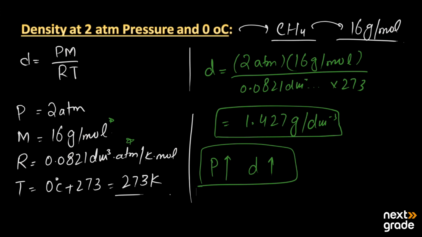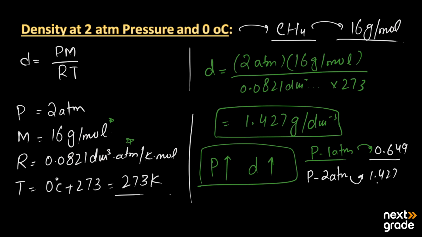When these conditions change, the values also change. When the pressure was 1 atm, the density was just 0.649, but when the pressure is 2 atm, the density is now 1.427 gram per dm cube. So when we increase the pressure, the density also increases.